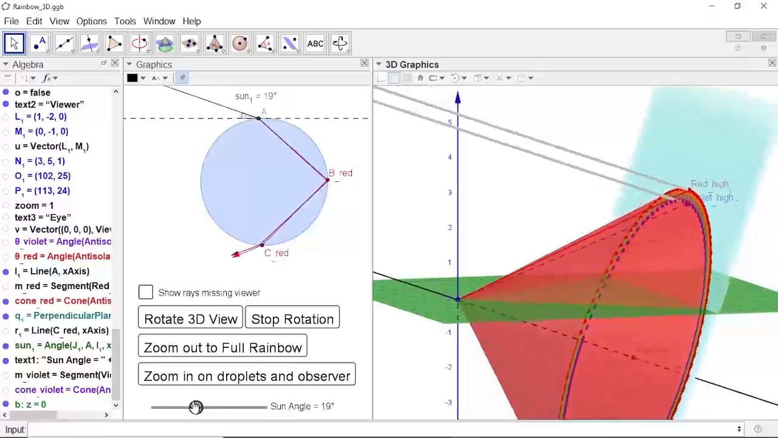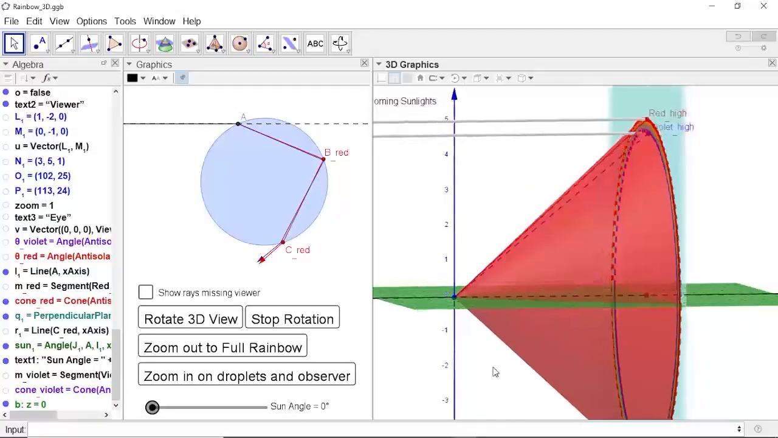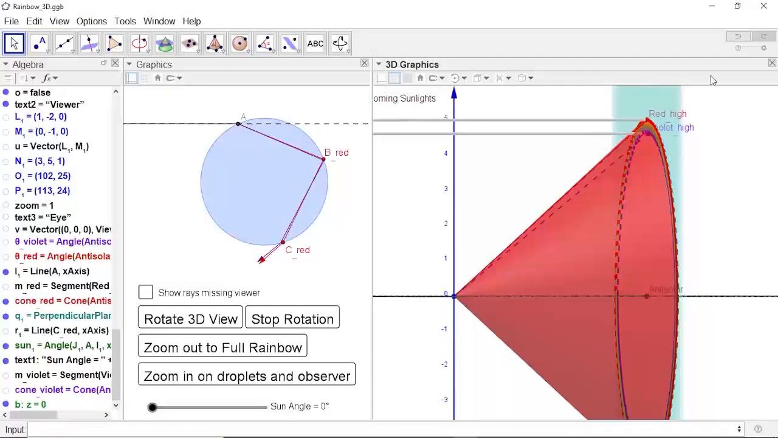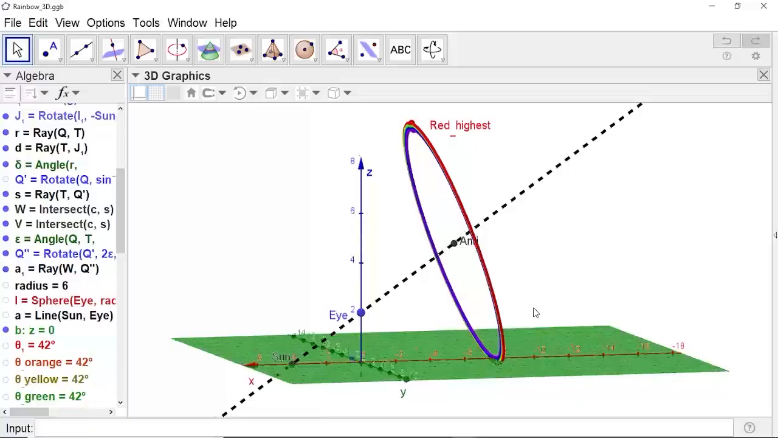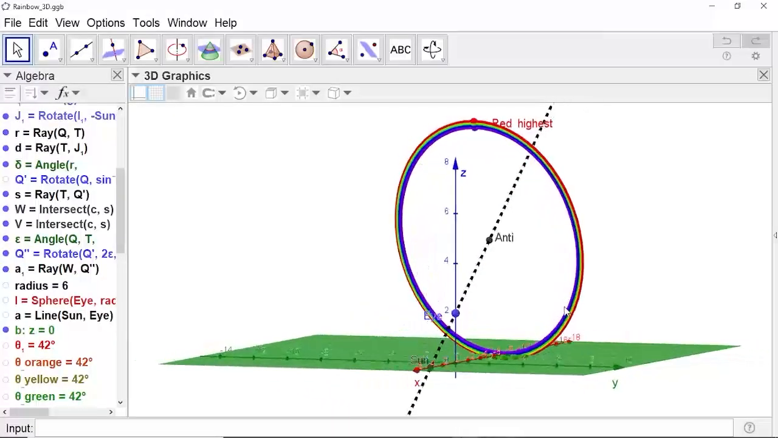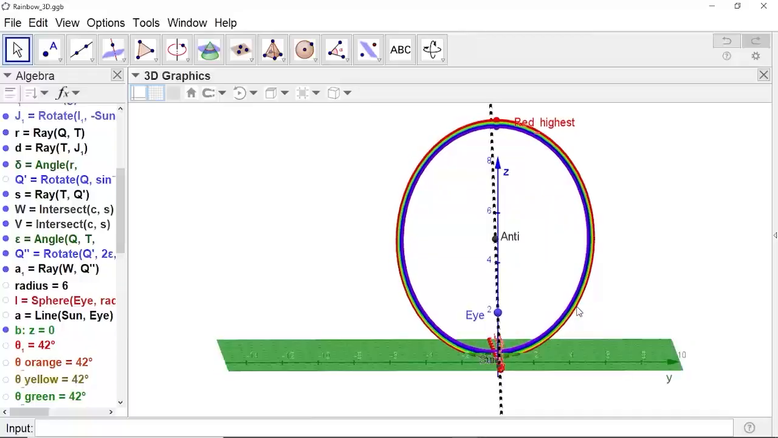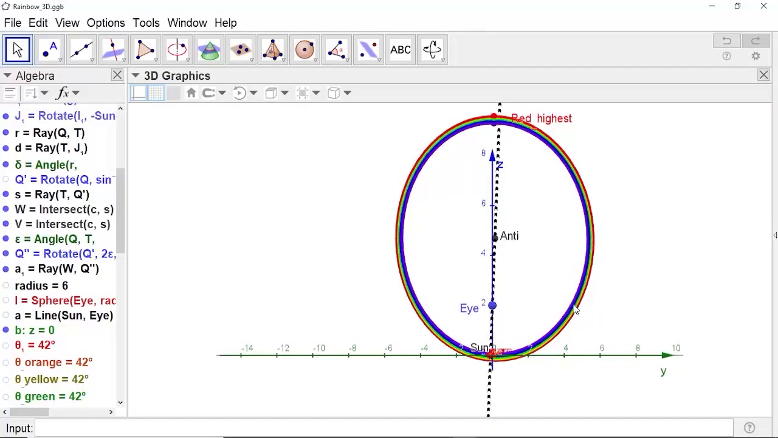From the ground, we are only able to see the upper half at most when the time is near the sunset. But if you are high above the ground, on a mountain or in a plane, you can expect more than a half, sometimes even a full circle of rainbow. This can be easily visualized so long as we increase the Z value of our eye.